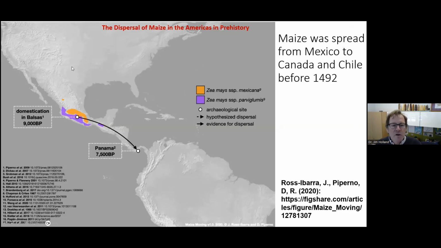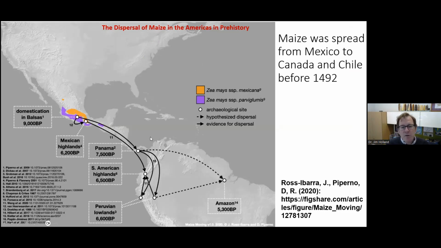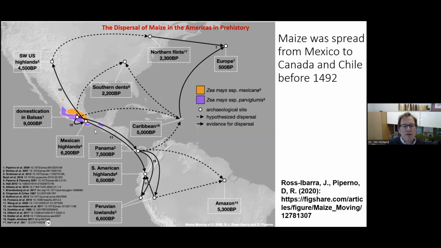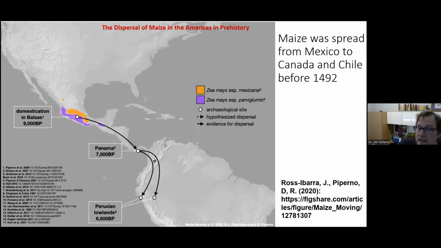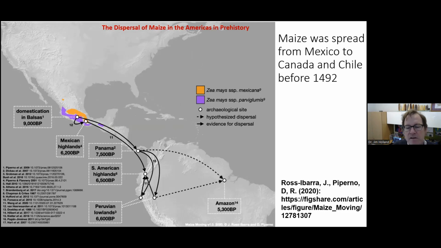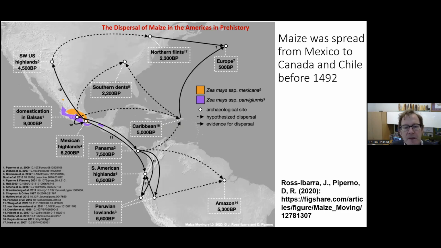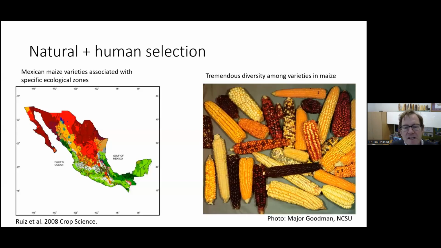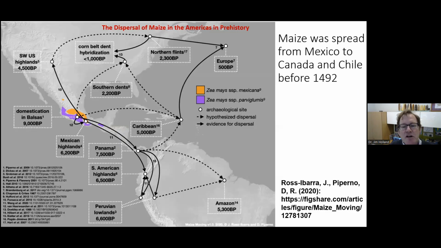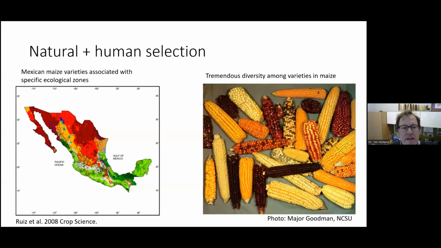It takes a little bit longer for it to move north. One of the things you'll notice about why it could move south quicker than it could move north is that this is a tropical region here, and as it moves north, it's moving into subtropical and then temperate regions where the day lengths are different during the growing season. But all this movement and spread of maize occurs before Europeans ever arrive in the Americas.